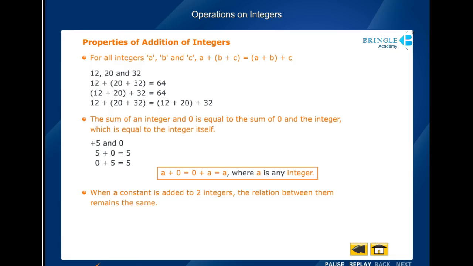When a constant is added to two integers, the relation between them remains the same. Now we shall consider the integers 46 and 24. 46 is greater than 24. Add 5 to both the integers. The value changes to 51 and 29. 51 is greater than 29. Here the integer 46, which was greater than 24, remains to be greater even after a constant is added to both of them.